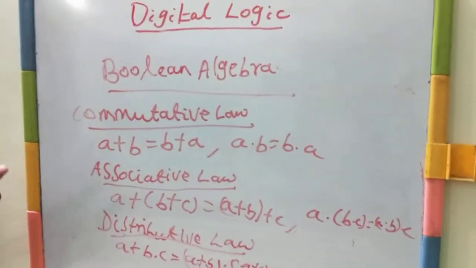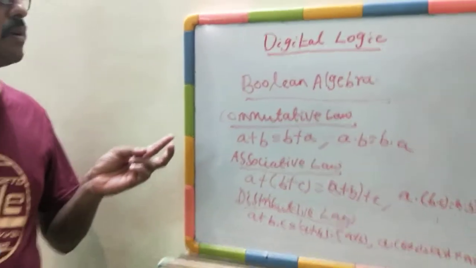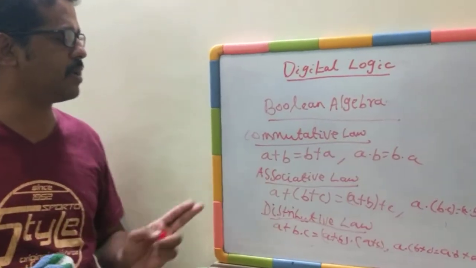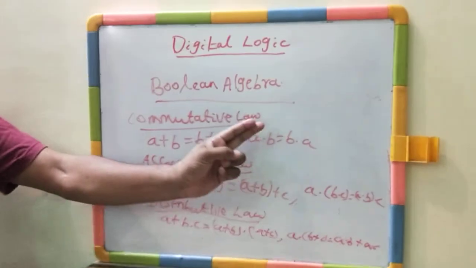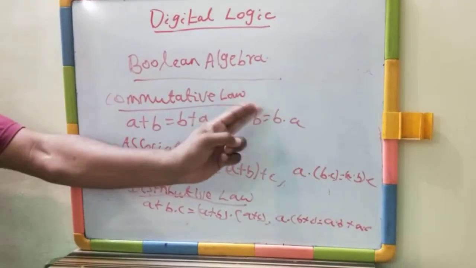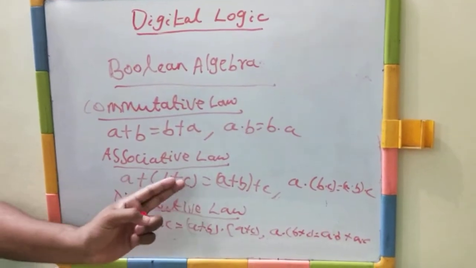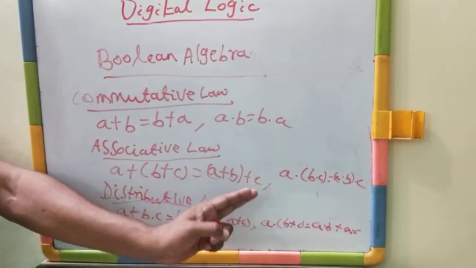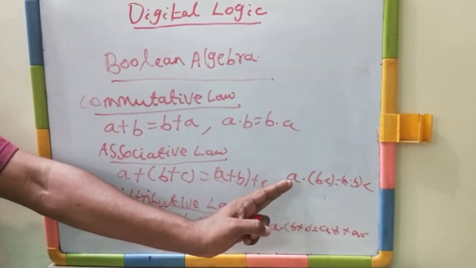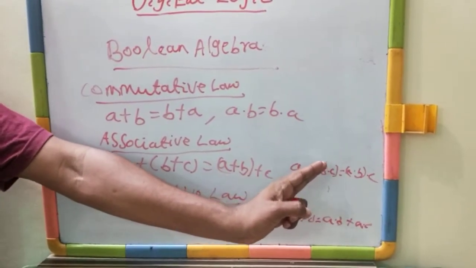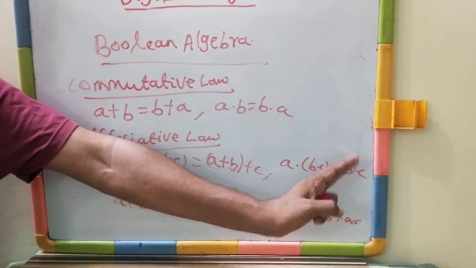It involves two literals, and it is represented in both OR and AND operations. A + B equal to B + A, and A · B equal to B · A. The associative law involves three literals. So A + (B + C) equal to (A + B) + C. In terms of the AND operation, A · (B · C) equal to (A · B) · C.